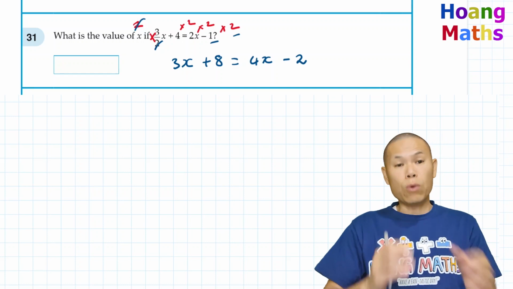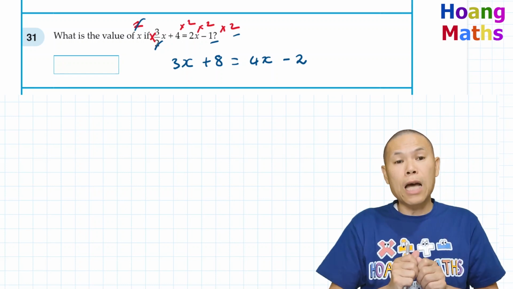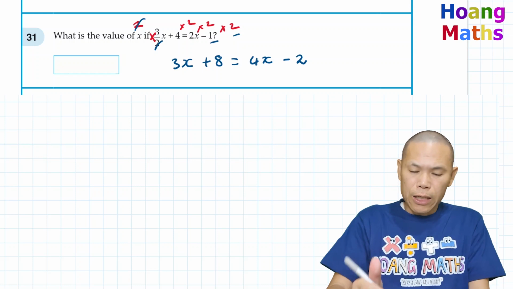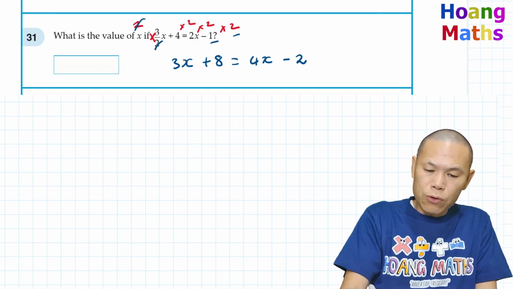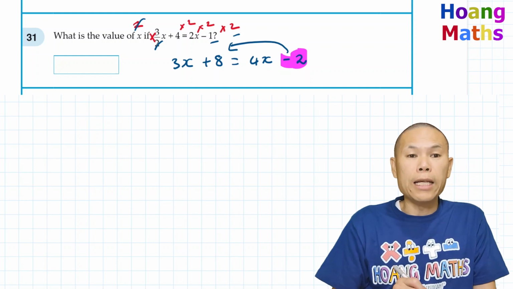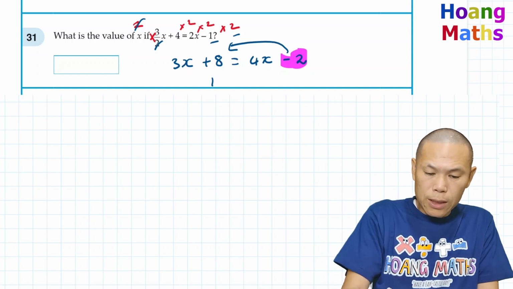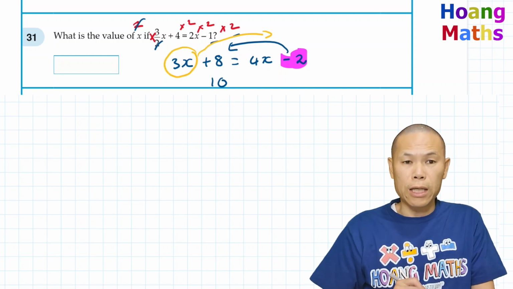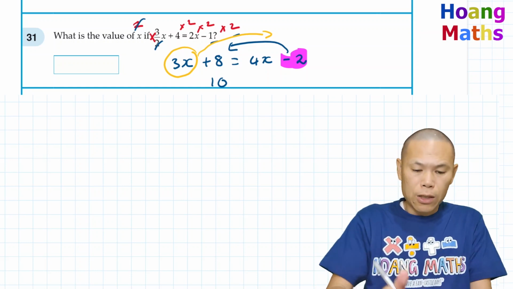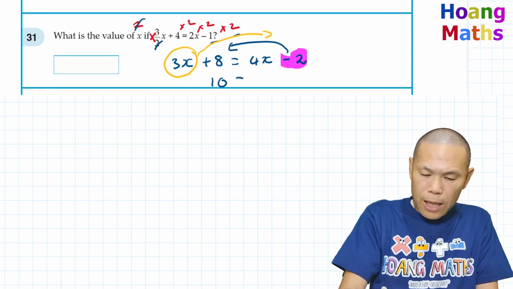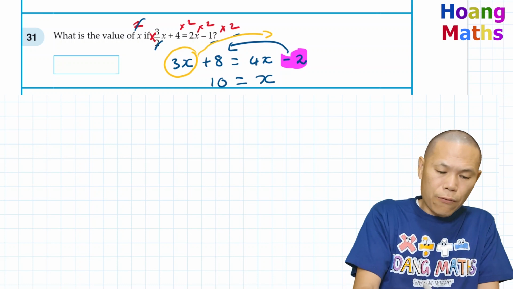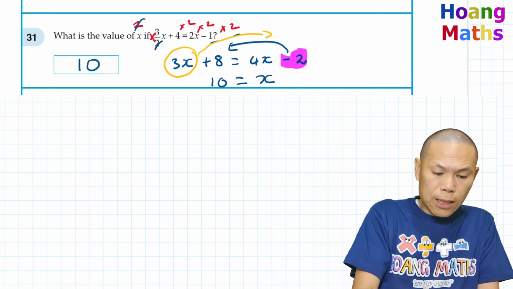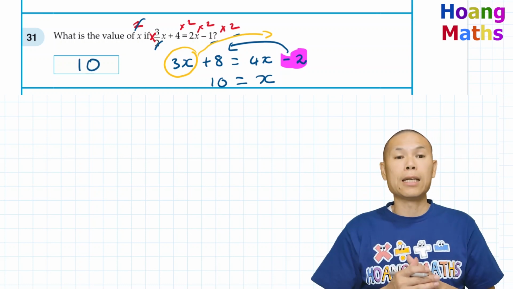So there you go. So what I do, I just move x on one side, number on the other side. So I just move this -2 here, I move it on this side. So that becomes 8 plus 2, which is 10. And then for this 3x here, I move it on this side, becomes minus 3x. So 4x minus 3x, so we are left with x. So the answer is x. So therefore, the answer here is 10. So that is x is equal to 10.